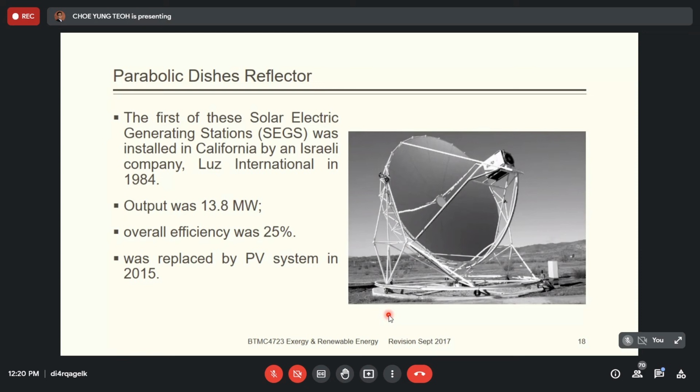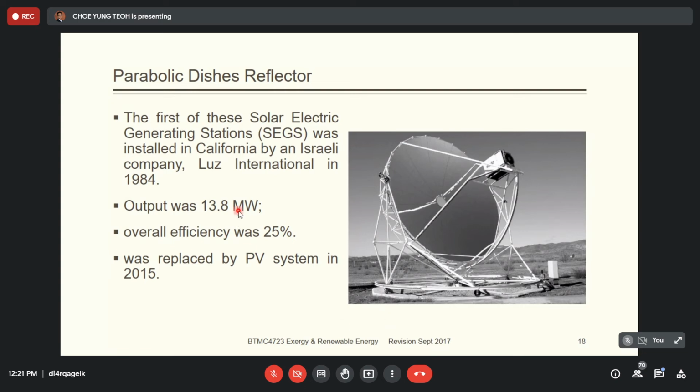You can see that most of the solar thermal collectors were built in California. The reason is California is very hot. Most of this area is desert. Okay, I think this one is also located at the Mojave Desert. Okay, same thing.